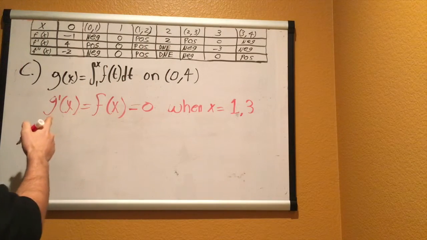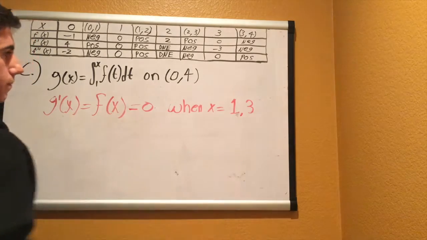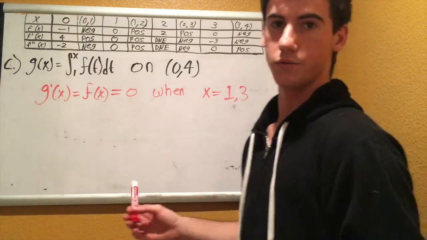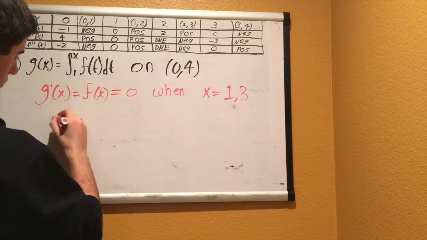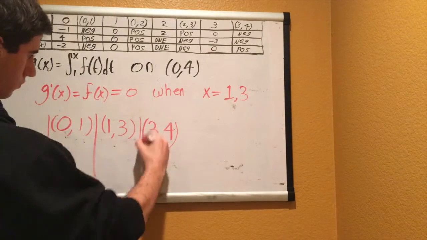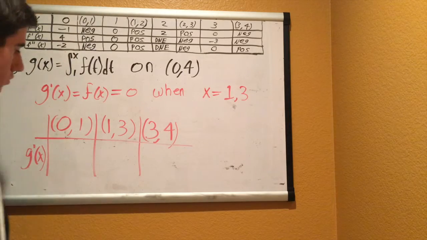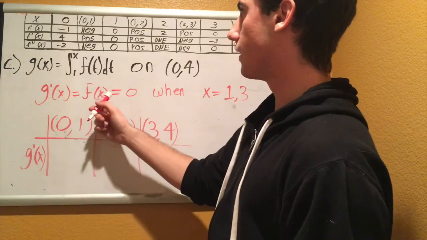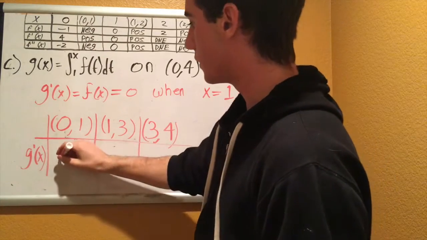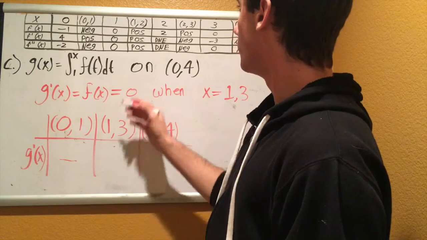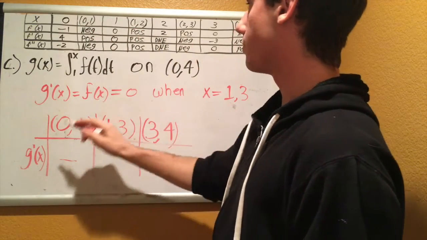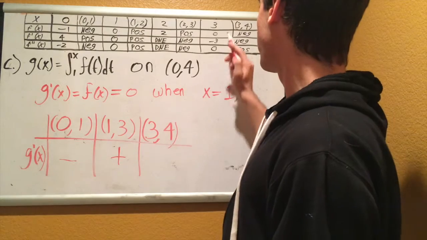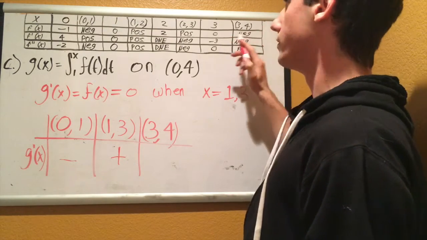Since this is the derivative of g of x, this means that these are the critical numbers for g of x. So with the critical points of 1 and 3, we can make a table to test the values of g prime of x. When you plug any number from 0 to 1 into g prime of x, which equals f of x, we can see that it will be negative. And then from 1 to 3, we can see that f of x, which is g prime of x, will be positive. And from 3 to 4, we can see up here that g prime of x will be negative since f of x is negative.